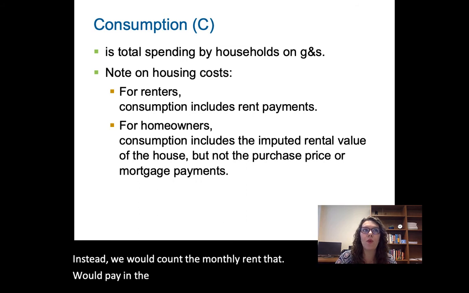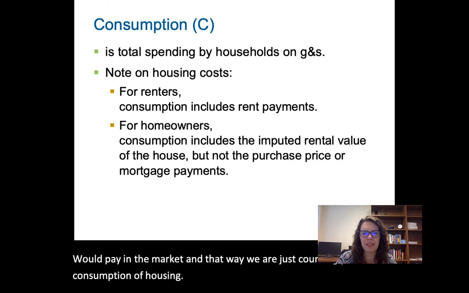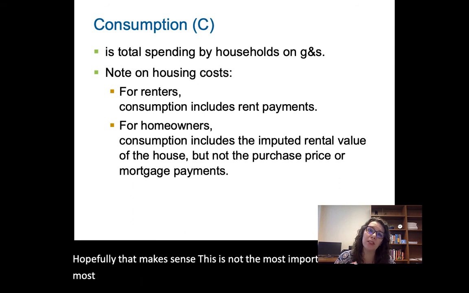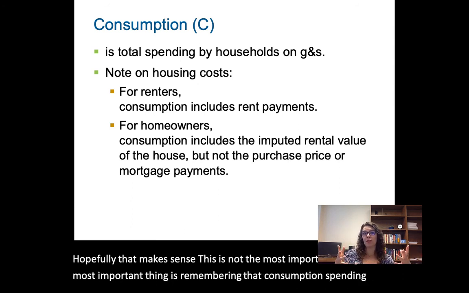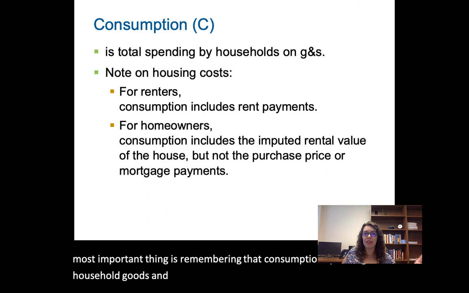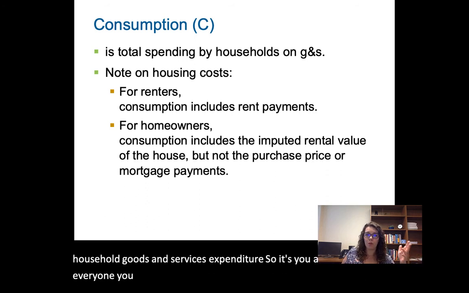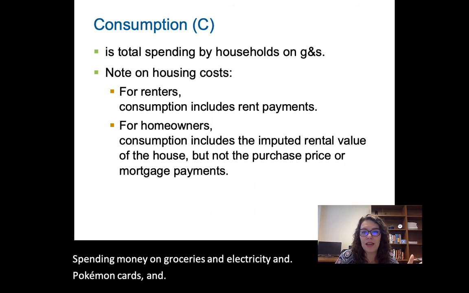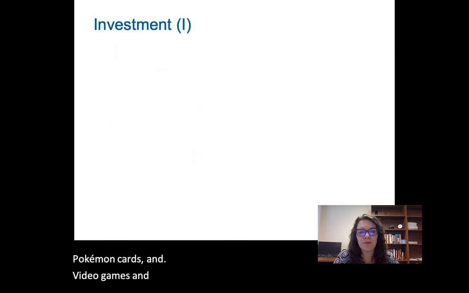And that way we are just counting your current consumption of housing. Hopefully that makes sense. This is not the most important thing. The most important thing is remembering that consumption spending is household goods and services expenditure. So it's you and me and everyone you know spending money on groceries and electricity and Pokemon cards and video games and anything else.